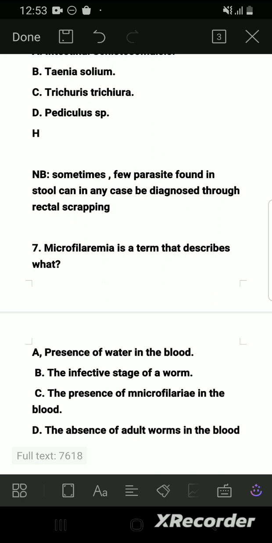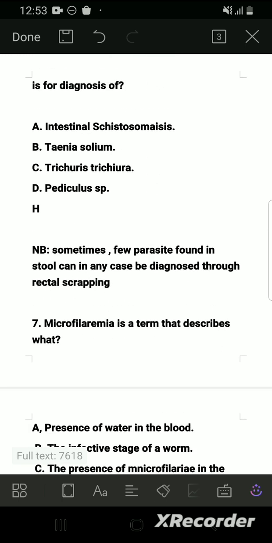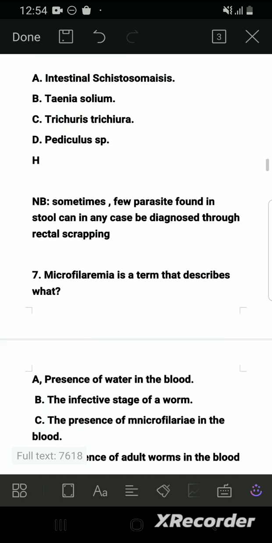Yes. Then what you should also note is that sometimes a few parasites found in stool can in any case be diagnosed through rectal scraping. Like some of these parasites I called here, even Schistosoma can also be diagnosed through rectal scraping, but it's in rare cases. We choose the best fitted option. Note that.